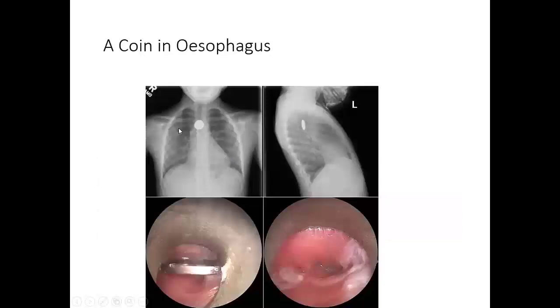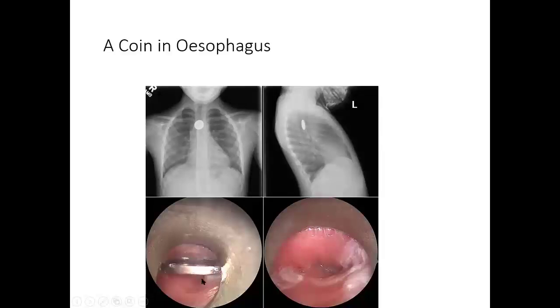A coin in the esophagus. Children commonly swallow coins. So sometimes it's in the post-cricoid region. So when the anesthetist gives GA, they can remove the coin using the nasal laryngoscope. But if it goes beyond the post-cricoid region into the esophagus, you need general anesthesia, full relaxation with succinylcholine, and pass the rigid esophagoscope, and you can remove the coin.